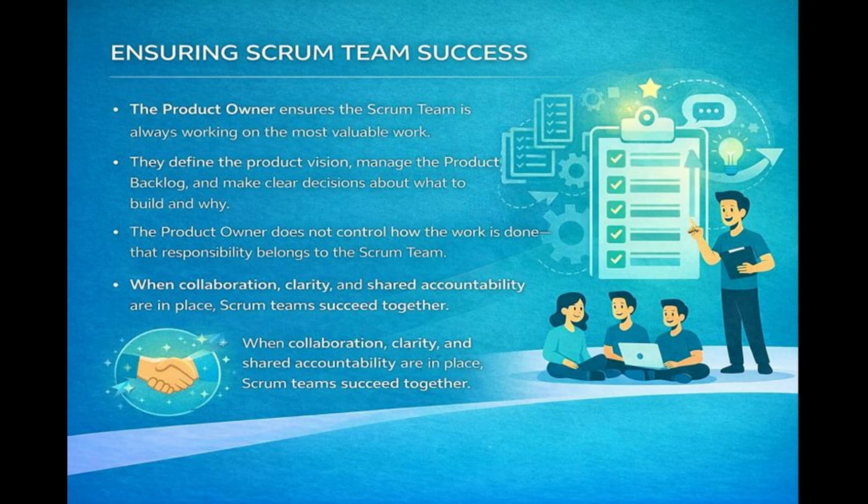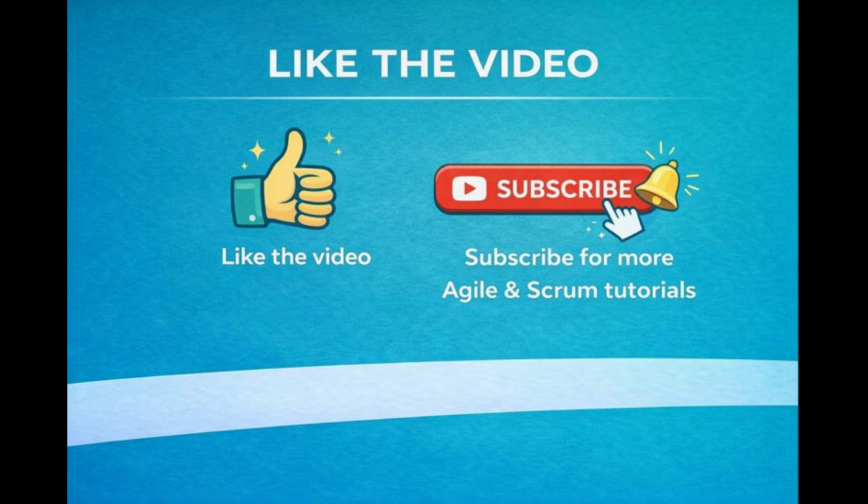To conclude, the product owner ensures the Scrum team is always working on the most valuable work. They define the product vision, manage the product backlog, and make clear decisions about what to build and why. The product owner does not control how the work is done. That responsibility belongs to the Scrum team. When collaboration, clarity, and shared accountability are in place, Scrum teams succeed together. This concludes our presentation of the product owner role in Agile methodology.